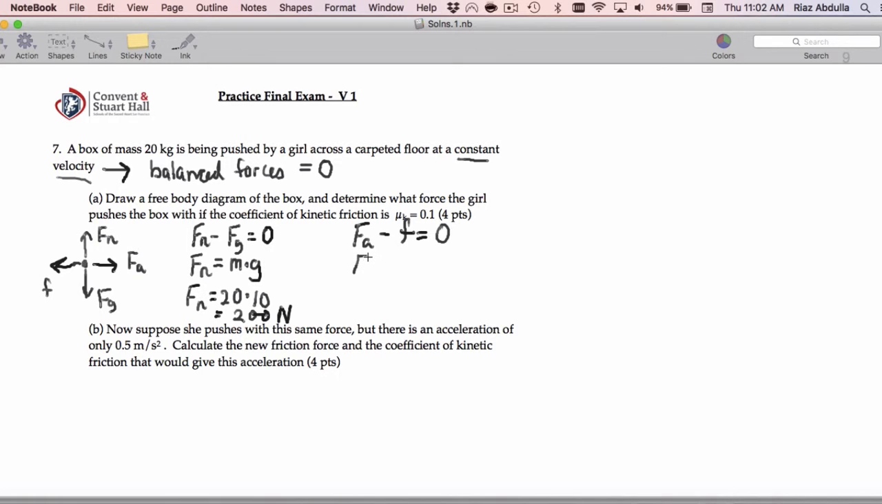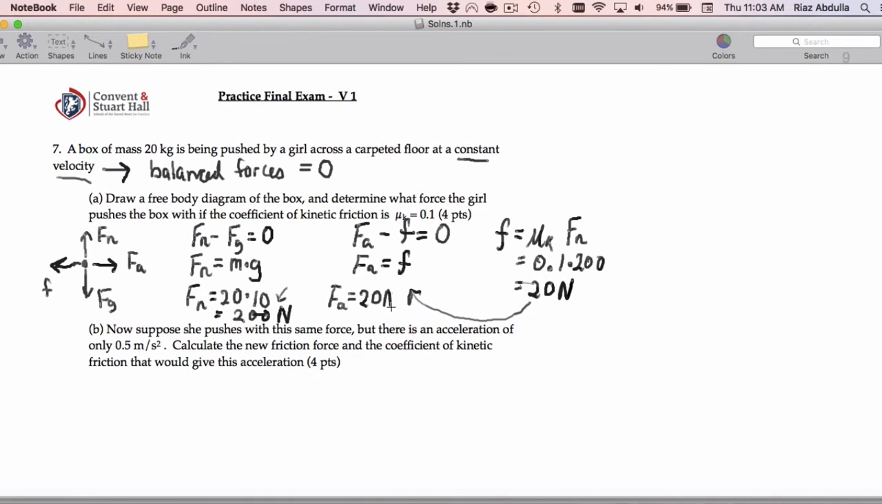So we have an applied force that is going to exactly equal the friction force. Now let's go ahead and calculate that friction force using the formula. The friction is mu kinetic, which is the coefficient of kinetic friction, times the normal force. And that's going to be 0.1 times the 200 newtons we calculated right here. And so we're going to end up getting a 20 Newton force. So what that tells us is that the applied force is 20 newtons. Excellent.